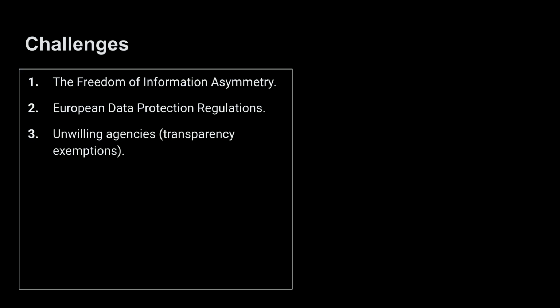The first is this freedom of information asymmetry. So you might not know what the data you're asking for actually looks like. And that makes it really easy for agencies to essentially disregard your request on procedural grounds, like you're not being specific enough, or they can invoke some FOIA transparency exception, and you can't argue against it easily because you don't know what the data looks like, and you don't know if there's any grounds to their arguments.